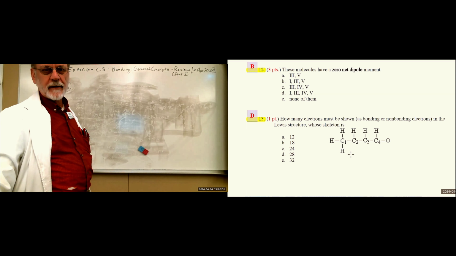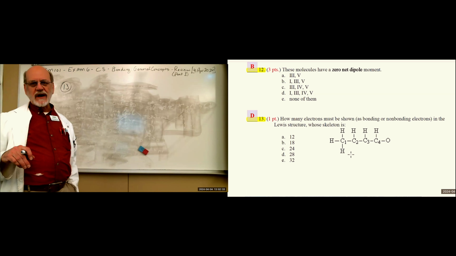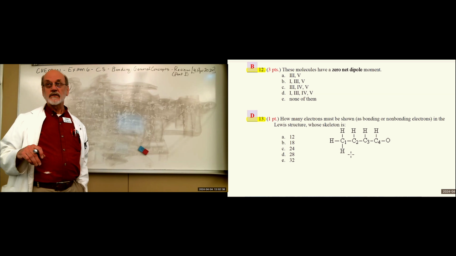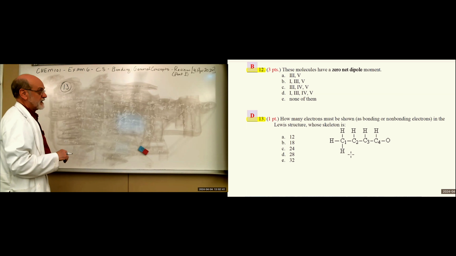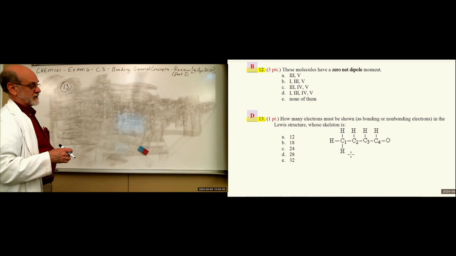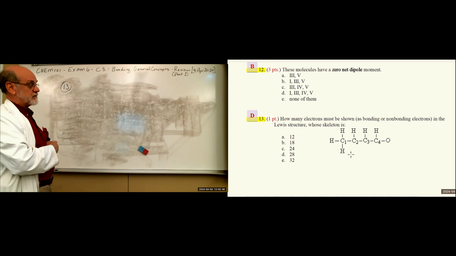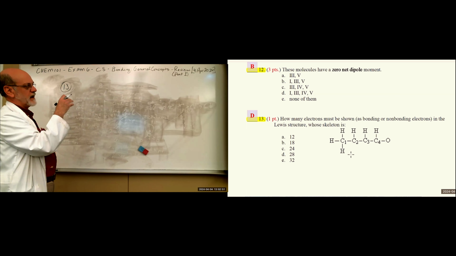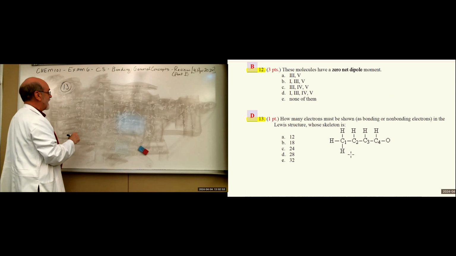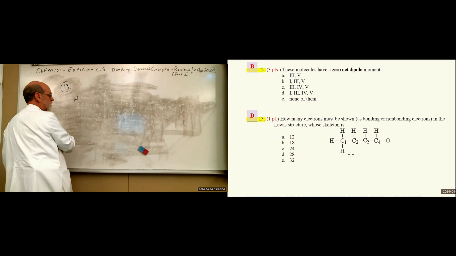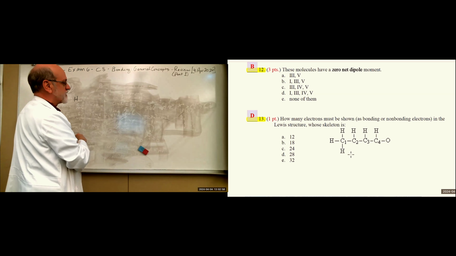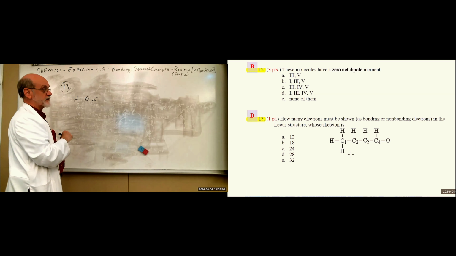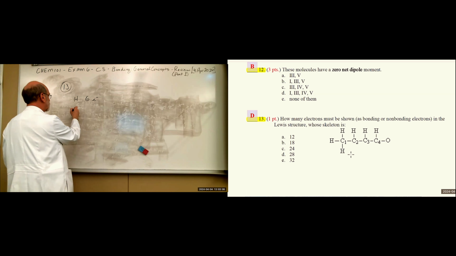How many electrons must be shown as bonding or non-bonding electrons in the Lewis structure whose skeleton is this? This is an organic compound, but we don't care, because we're given all of the elements in there, and all we have to do is add them up. So how many hydrogens do we have? 1, 2, 3, 4, 5, 6. So that's 6 electrons, right? 6 valence electrons. 1, 2, 3, 4 carbons, right?